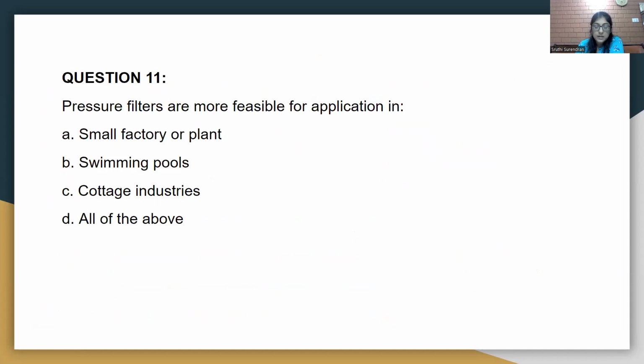Now, question number 11. Pressure filters are more feasible for application in. Where are pressure filters majorly used?